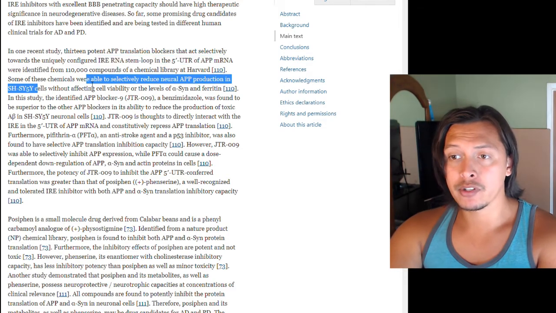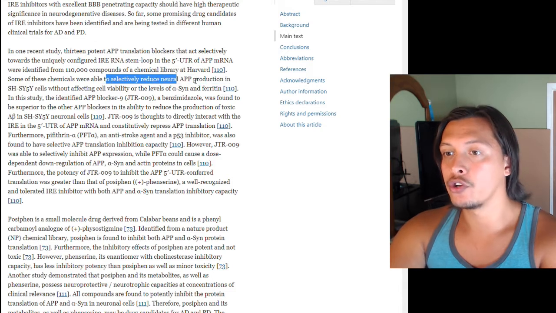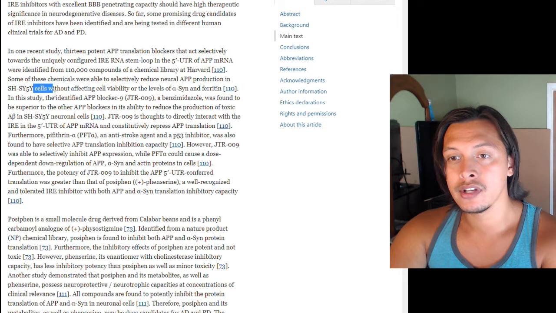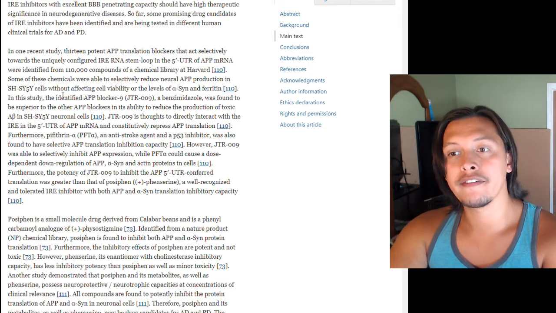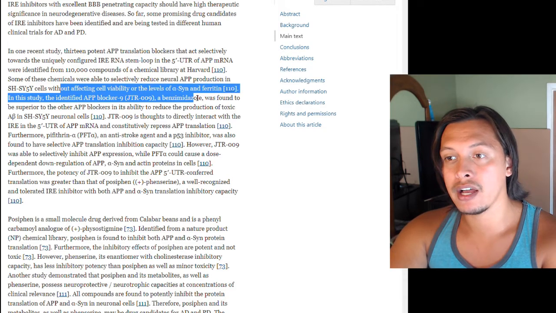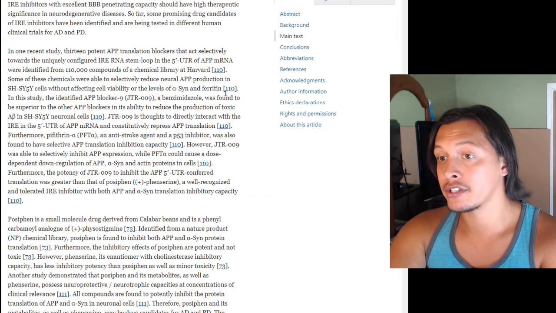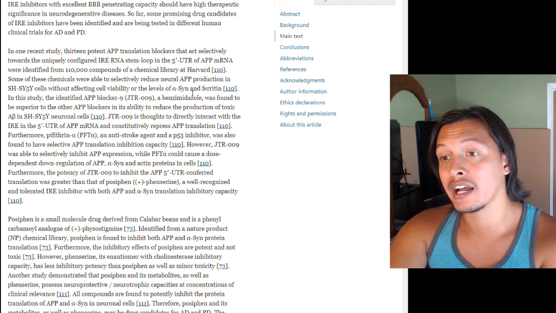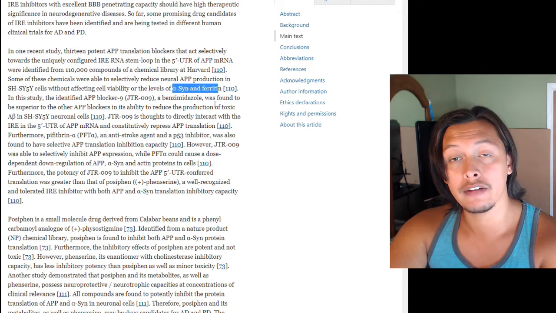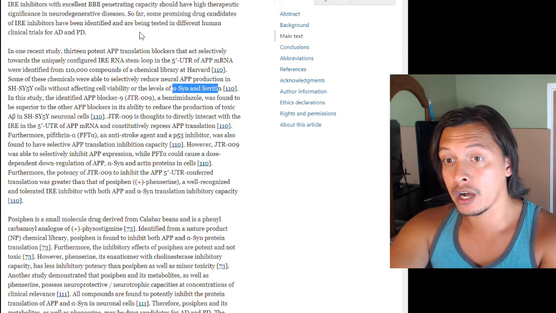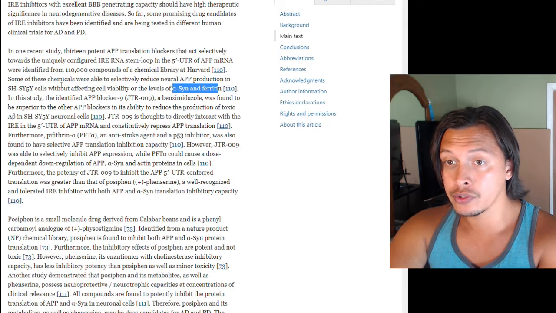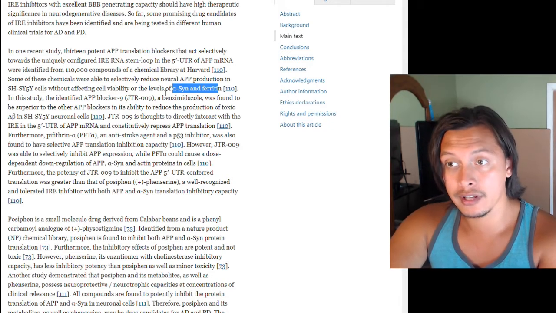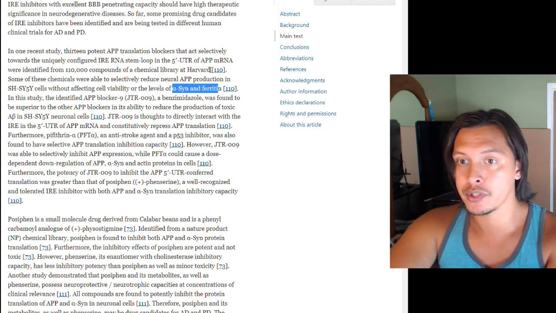So some of these chemicals were able to selectively reduce neural APP production in this SH-SY5Y cells, so this would just be a cell line, without affecting cell viability or the levels of alpha-synuclein and ferritin. So this is good if you only want to get rid of the amyloid precursor protein, but not affect the alpha-synuclein nor the ferritin. You could use some of these chemicals. So some of the 13 were able to explicitly target amyloid precursor protein.